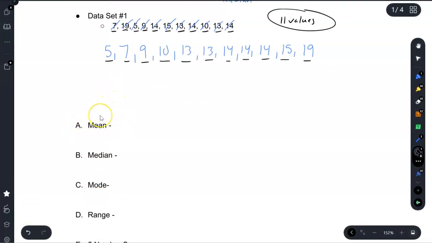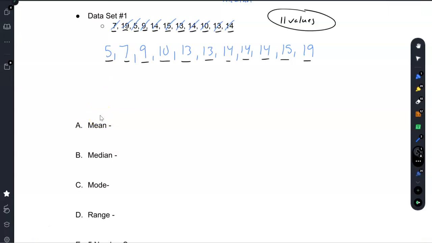So the mean, what we're essentially going to do is we're going to add up all of these. So I'm going to do these off to the side and not show you this, but I'm going to add 5 plus 7 plus 9 plus 10 plus 13 plus 13 plus 14 plus 14 plus 14 plus 15 plus 19. When I add all those up, I get 133. And now I need to divide that by the number of values I had. Well, I had 11 values, so I'm going to divide that by 11.